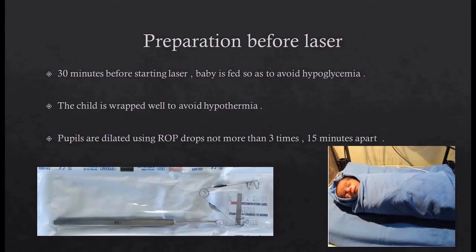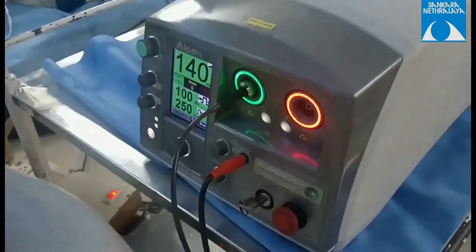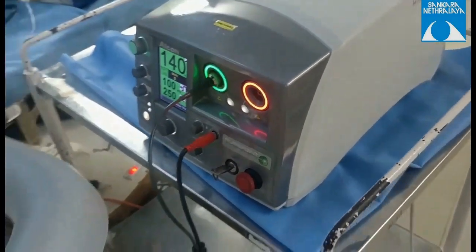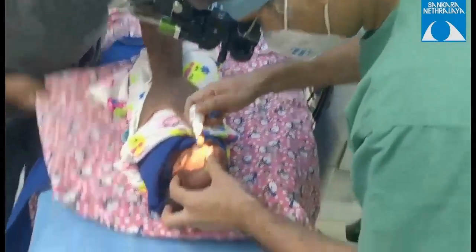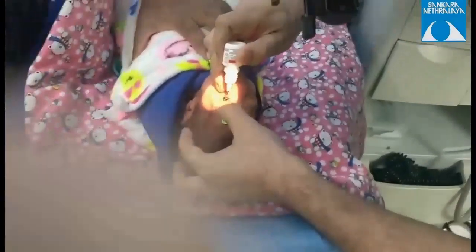We discuss the laser used for treating ROP in this segment. 30 minutes before starting laser, baby is fed so as to avoid hypoglycemia. The child is wrapped well to avoid hypothermia. Pupils are dilated using ROP drops not more than 3 times. We prefer using the indirect ophthalmoscopy delivery of 532 nanometer green laser. Laser is performed under topical anesthesia.